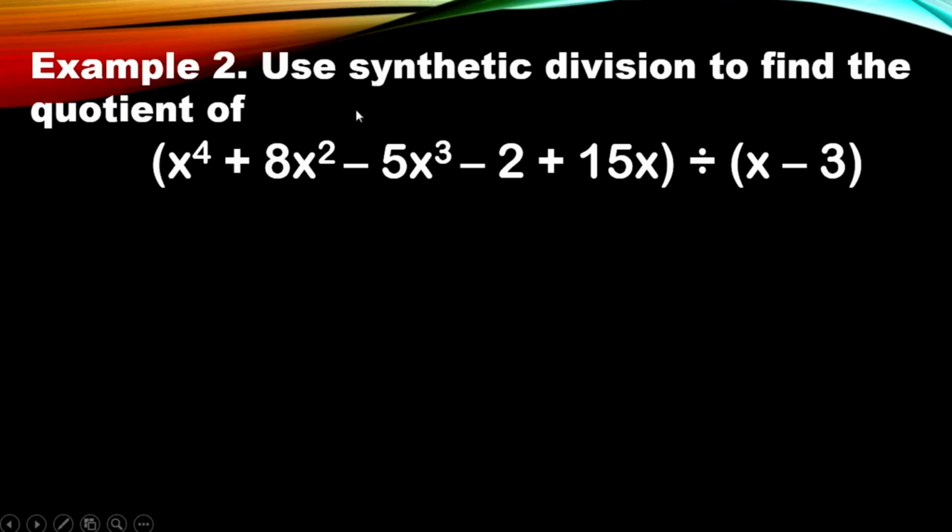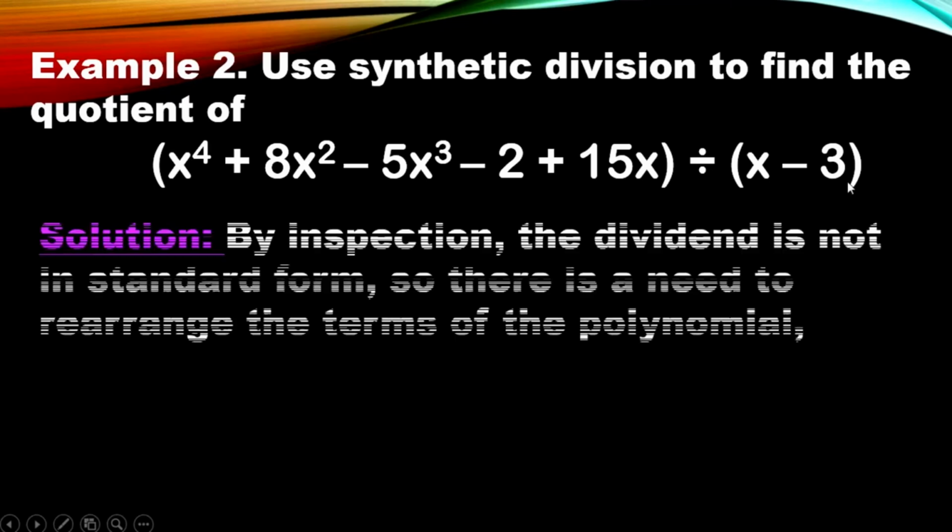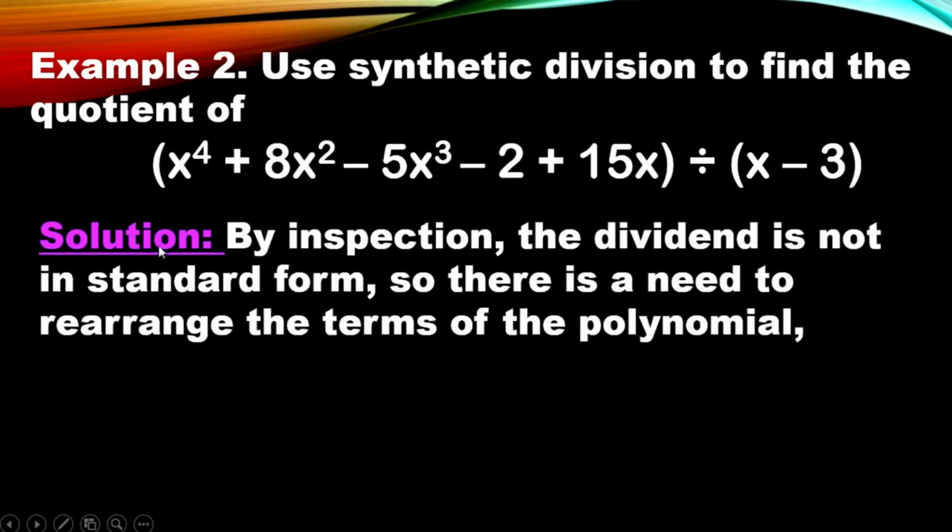Use synthetic division to find the quotient of the polynomial x raised to 4 plus 8x squared minus 5x cubed minus 2 plus 15x divided by x minus 3. Okay, now let's observe the given polynomial. By inspection, the dividend is not in standard form. When we say standard form, the exponent is from highest to lowest. So in this example, we will rearrange the terms of the polynomial.